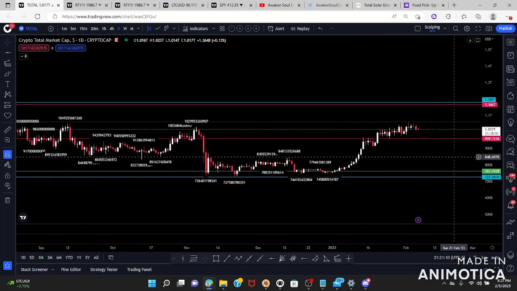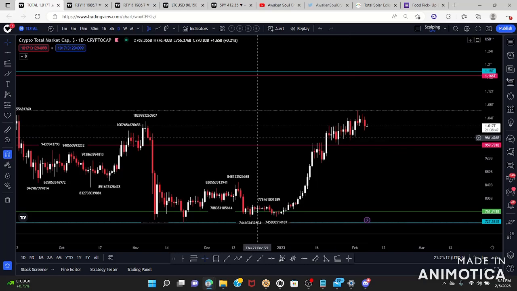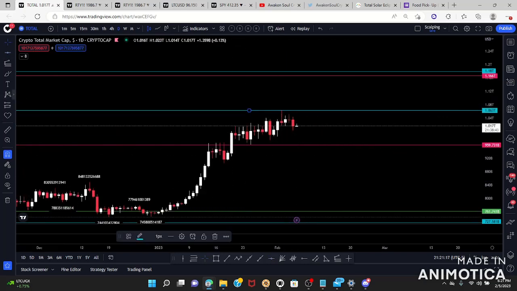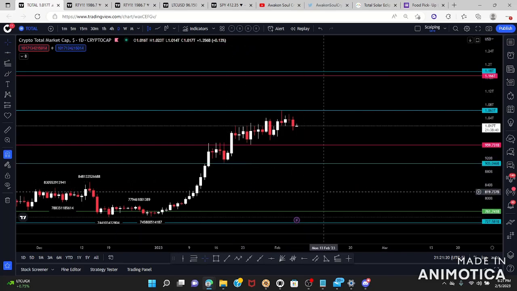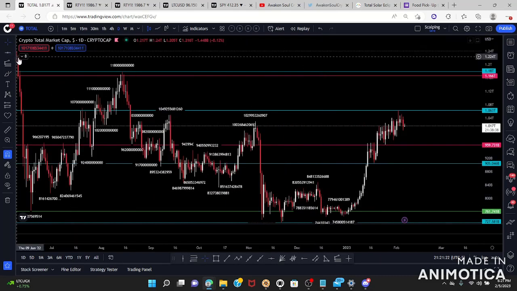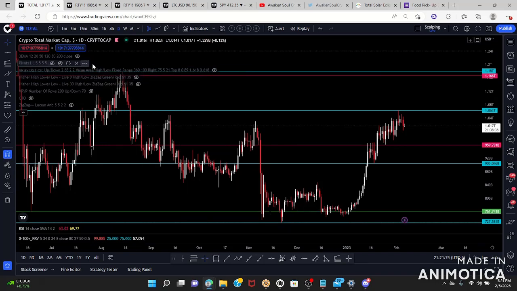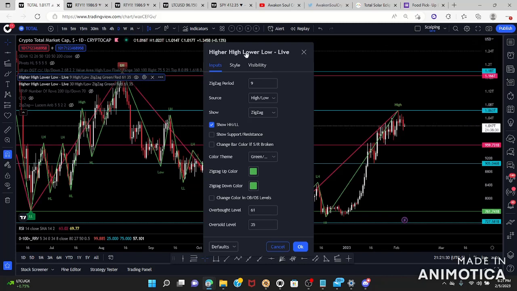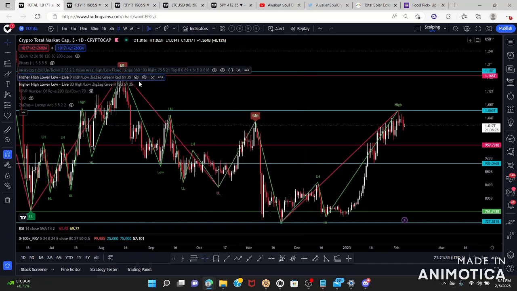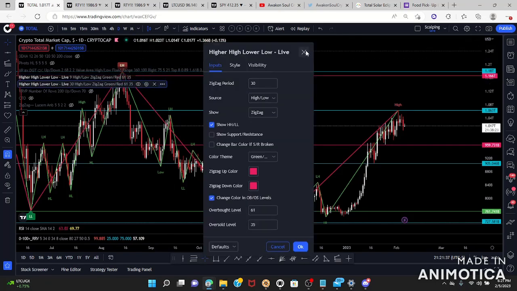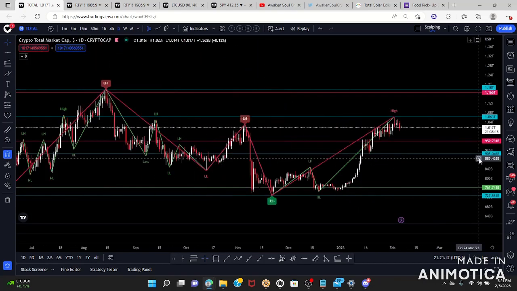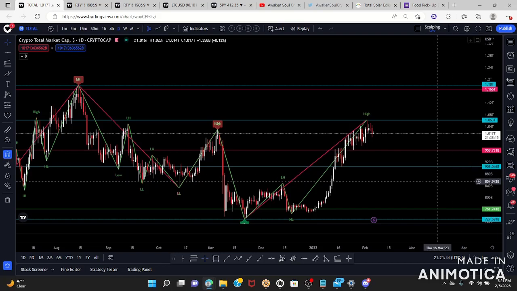Let's go to the daily. Within the daily, I'm gonna mark the high and the low, right? Okay, and if you're having a hard time finding highs and lows, you can most definitely use this beautiful indicator that I love. It's called the higher high, lower low indicator. I overlap two. I have one set at 9 and the other one is set at 30. And it just gives me a good view of where the highs and the lows are.